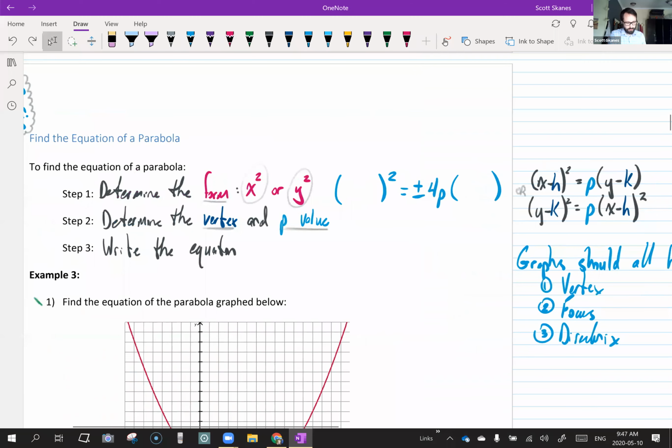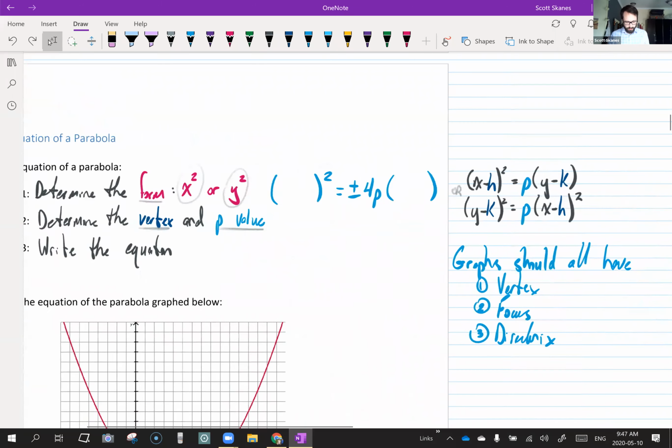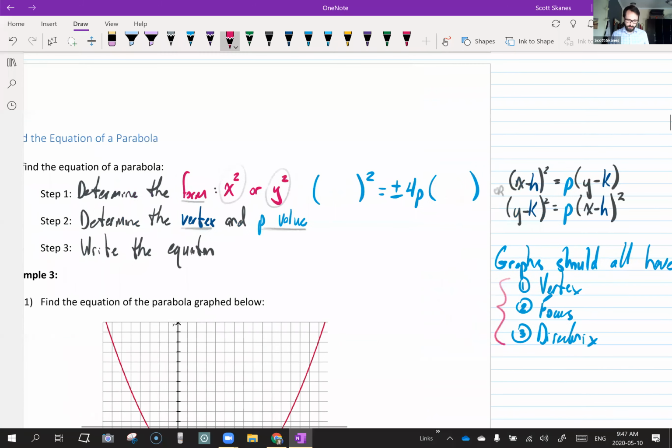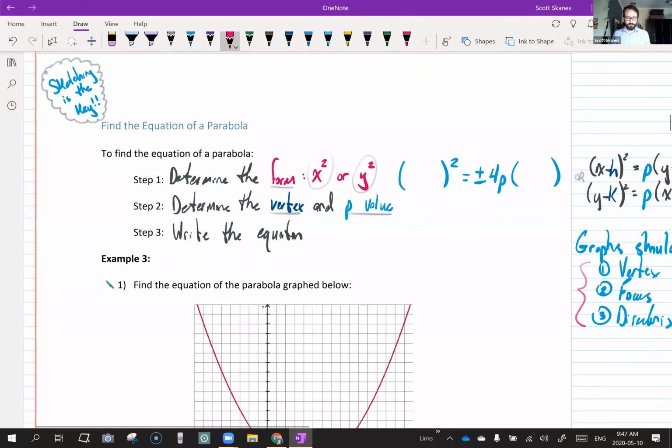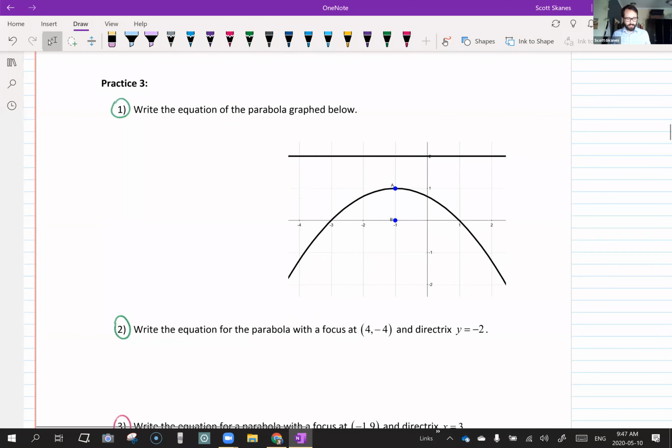And then the second step, determine the vertex and the p-value together, and then write the equation. The three things you really need are the vertex, the focus, and the directrix. So the examples were done. Let me jump ahead to the practice problems. I need to write the equation of the parabola graph below.